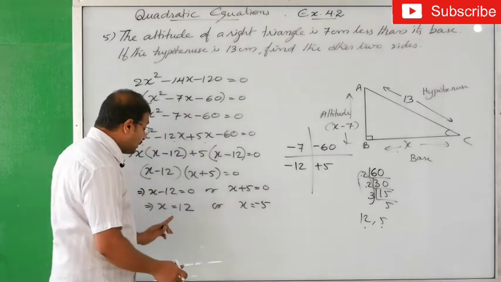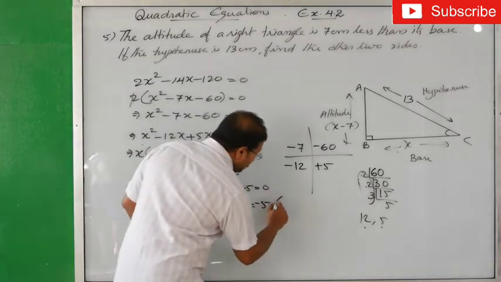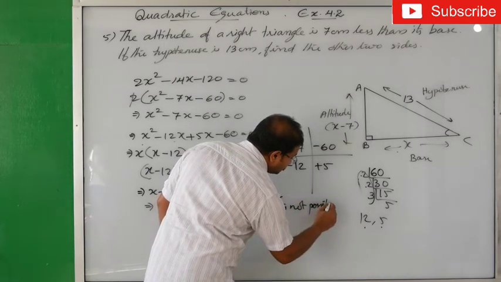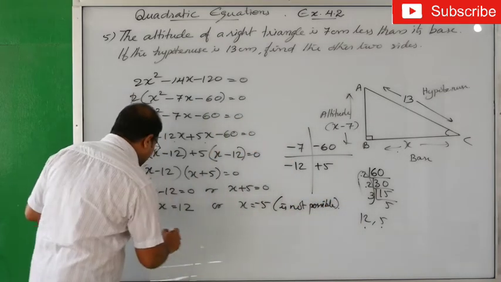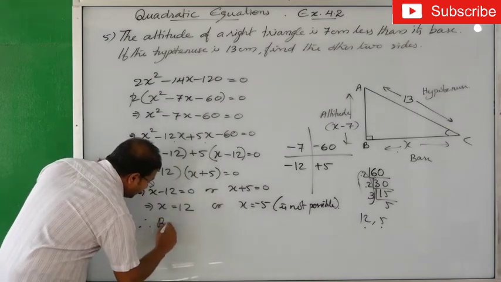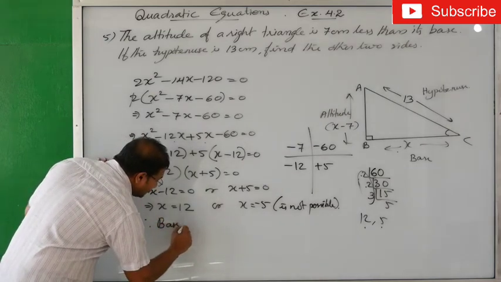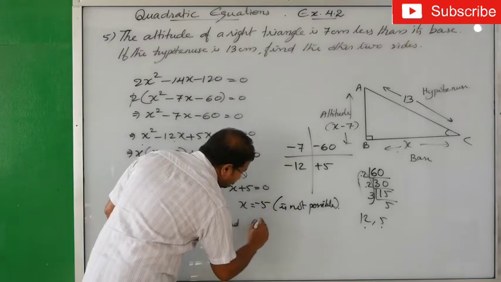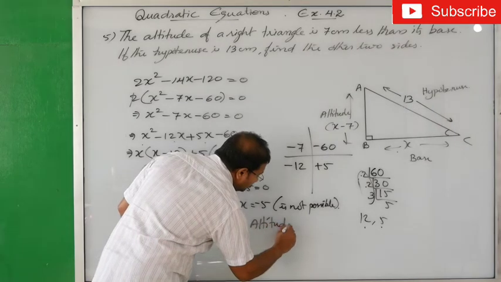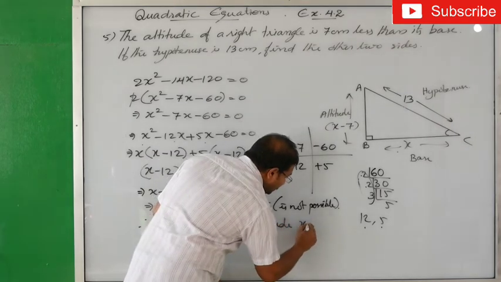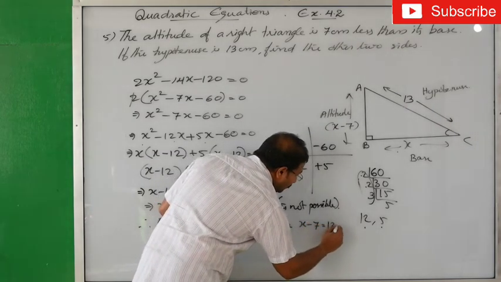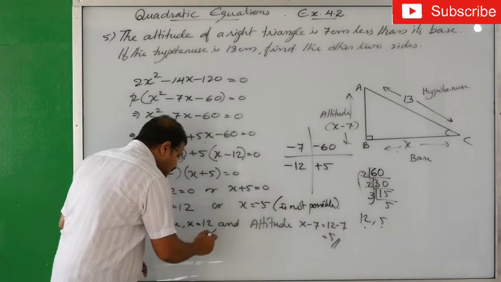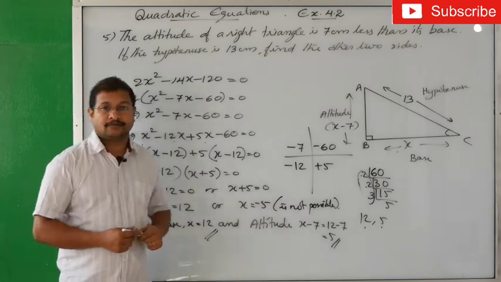So what will you take? Only the positive you will take. That means the negative is not possible. Therefore, base x equals 12 and altitude x minus 7 equals 12 minus 7 equals 5. These are the other two sides.